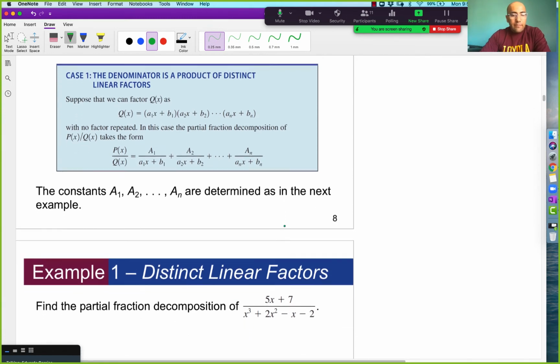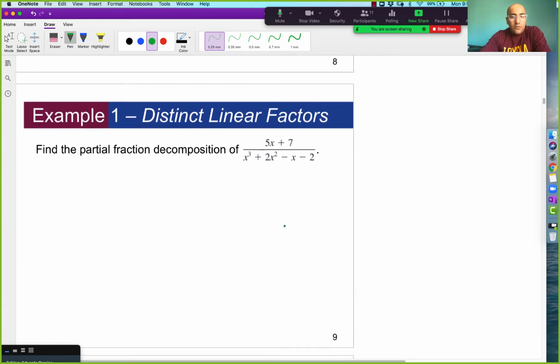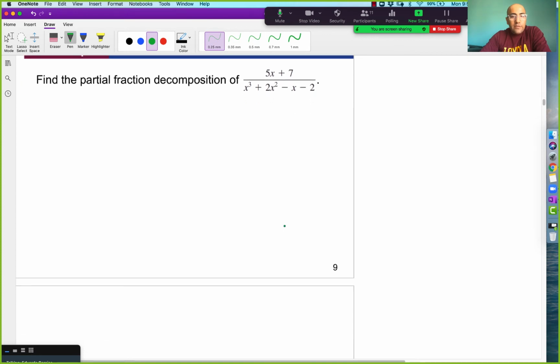Okay, I think maybe I might still be losing people. So let's just dive into an example, right? Nothing like learning by example. So we have one big, ugly, nasty fraction, and we want to be able to break this down into the summation of a bunch of simpler fractions, right?